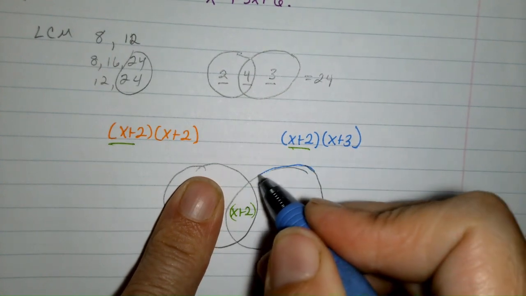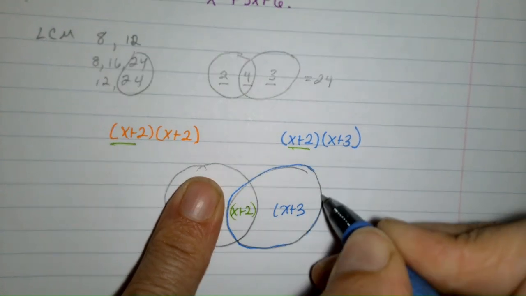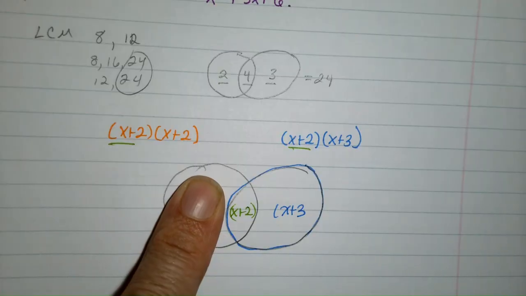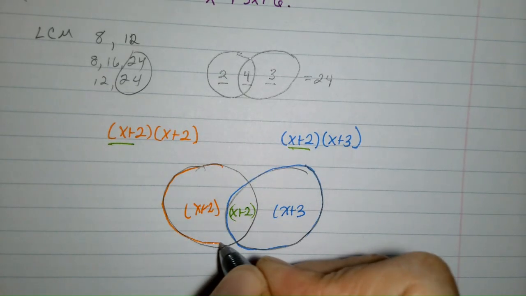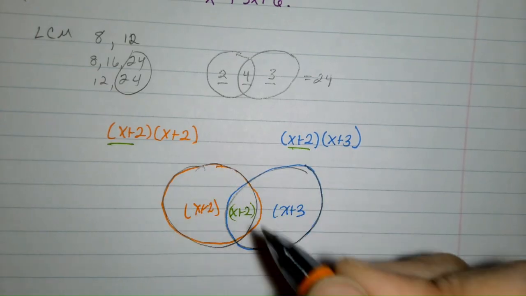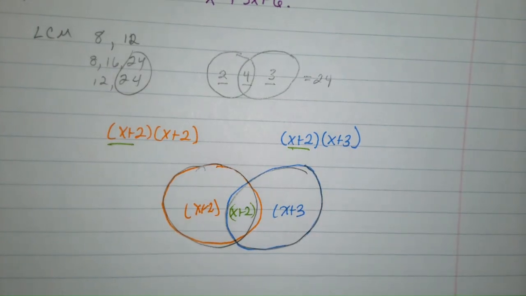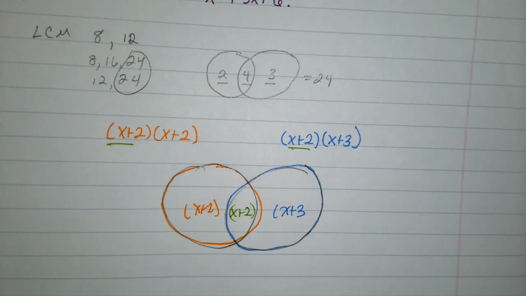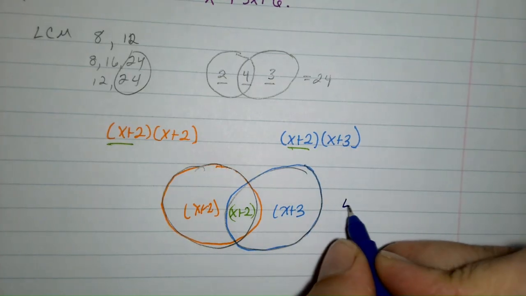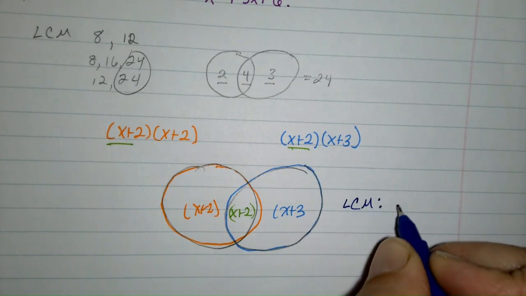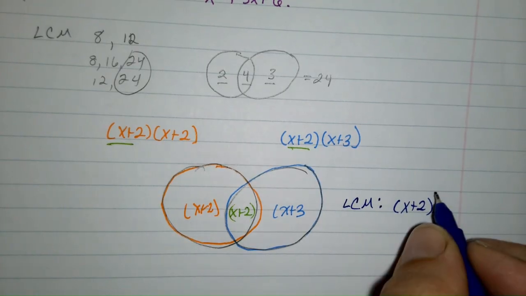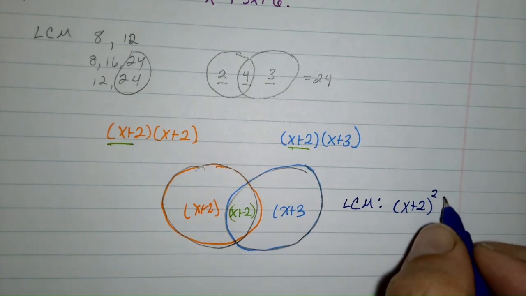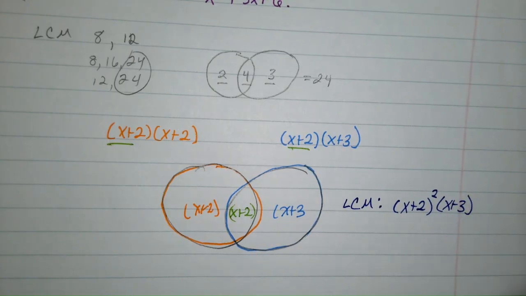And again, this is that blue circle, or oval, or whatever. Not the best circle, right? And this was the orange one. Okay, so now we have a Venn diagram made. Our least common multiple is going to be x plus 2 times x plus 2, so I'll write squared, times x plus 3. That was really messy. I did not even close my parenthesis.